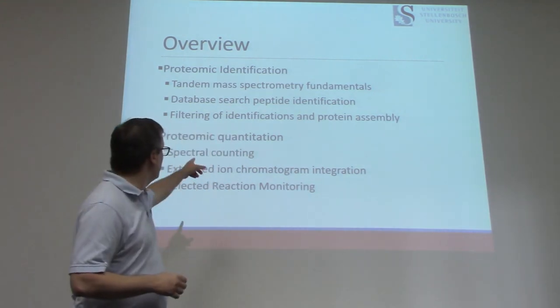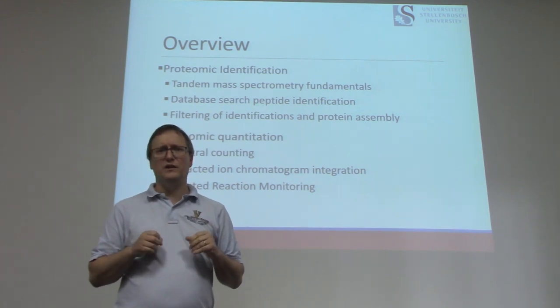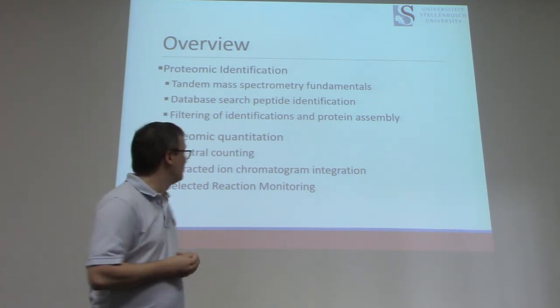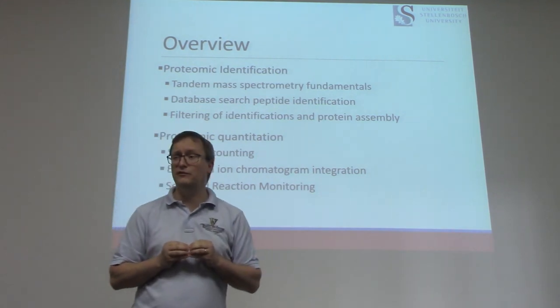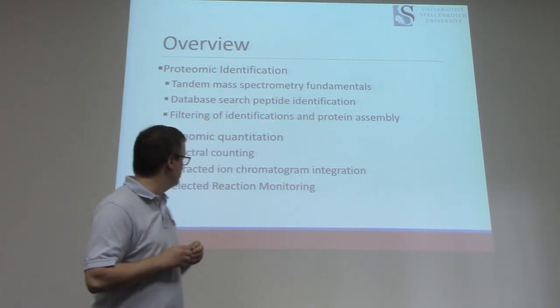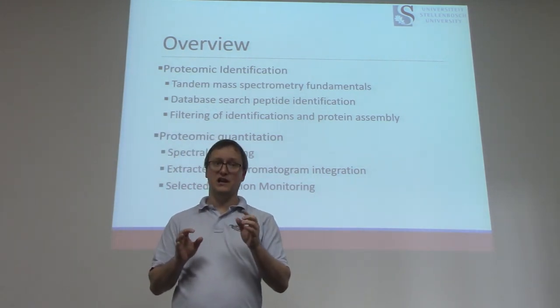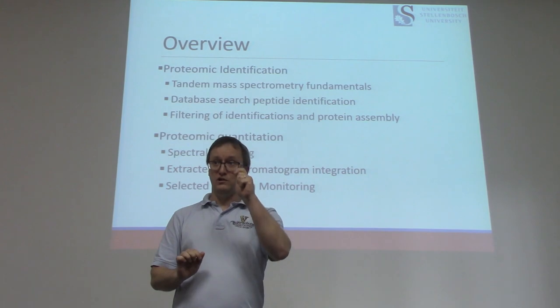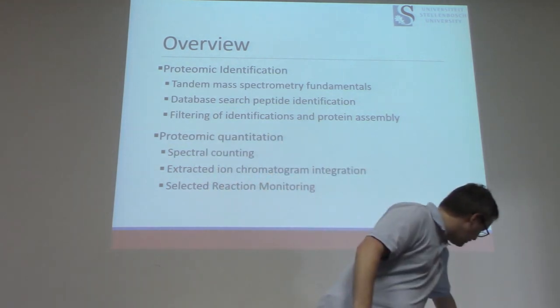In quantitation, we're going to talk a little bit about a kind of low-tech method called spectral counting, one of these so-called label-free methods. And we'll talk a little bit about chromatograms. It's a really important vocabulary term for folks, extracted ion chromatograms. And finally, a targeted kind of experiment that focuses on getting accurate quantities for just a few proteins that we really, really care about. All right, on we go.